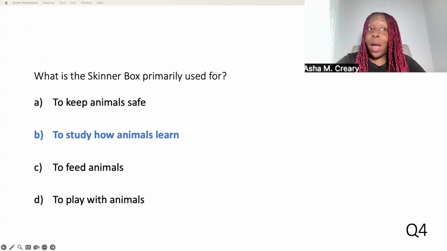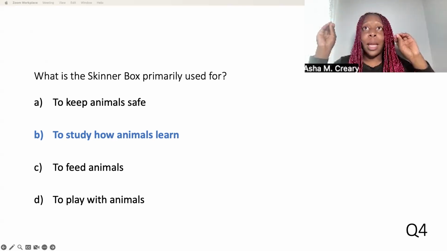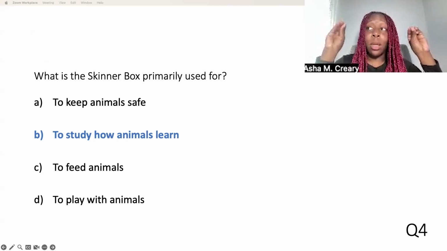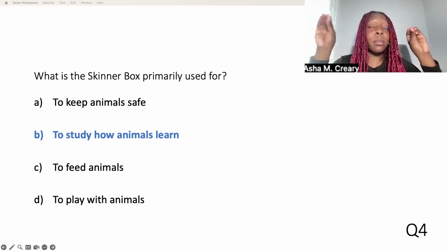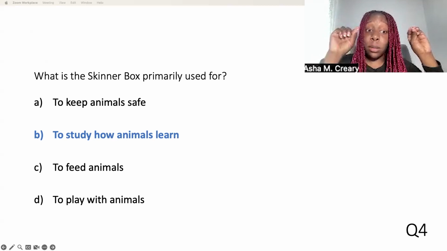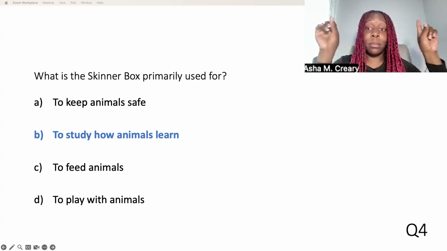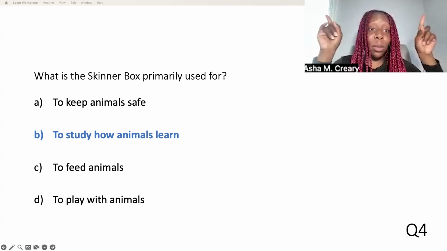So I hope I did not confuse you guys when talking about the difference between Skinner and Pavlov. And keep in mind, Pavlov, classical, natural stimuli. Skinner, operant, reinforcements, punishments, consequences. Okay? Skinner had the Skinner box, and Pavlov had the bell. Those are all the things you need to remember. If you don't remember anything else, keep those things in mind.